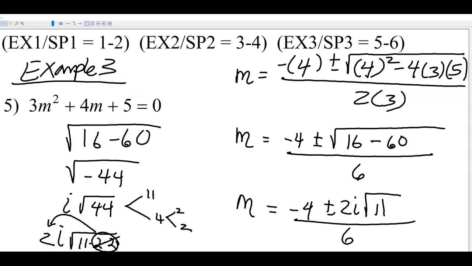Okay, so let me try another person. How about Ruby? What can we do, Ruby? Yeah, we can reduce, right? So we have a 4, a 2, and a 6. Once again, it has to be all three. All three of those can be reduced by 2. And so we have negative 2 plus or minus I root 11 over 3.